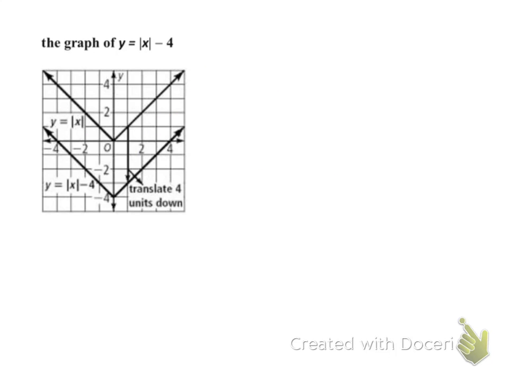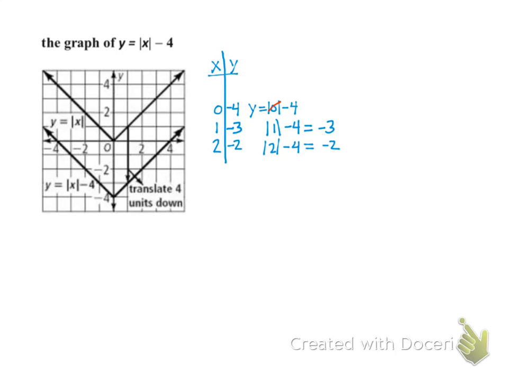Next, going on to a translation, which basically says we have y is equal to the absolute value of x minus 4, so you just take all the numbers from the previous and shift it down 4 units. So here, making the t-table, starting with 0, we're going to have the absolute value of 0 minus 4, which is -4. Then when we plug in 1, 1 minus 4 is -3. And when we plug in 2, 2 minus 4 is -2.